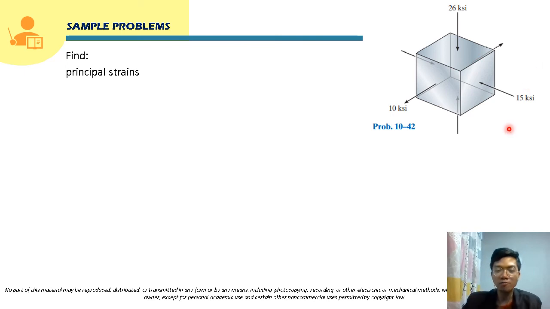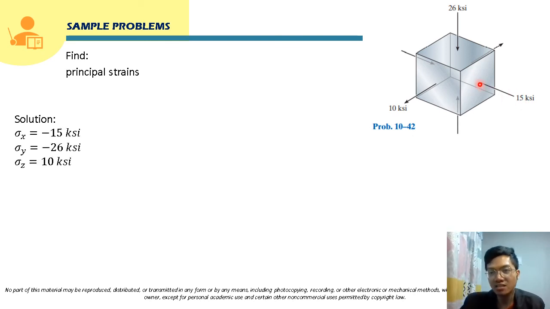For this problem, from the given illustration, we can say that the stress in the X direction is 15 KSI. As we can see here, this is in compression, so this will be negative. Also, for the stress in the Y direction, this is 26 KSI, and this is also compression, so this will be negative. Now, for the stress in the Z direction, this is 10 KSI, and this is in tension, so this will be positive.